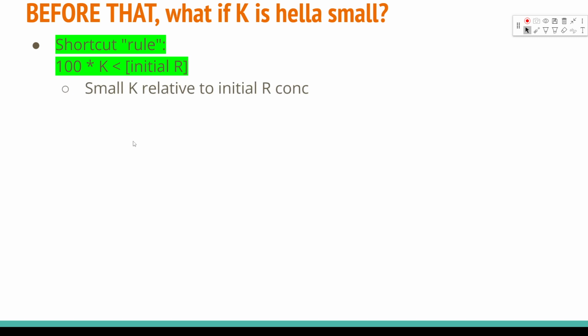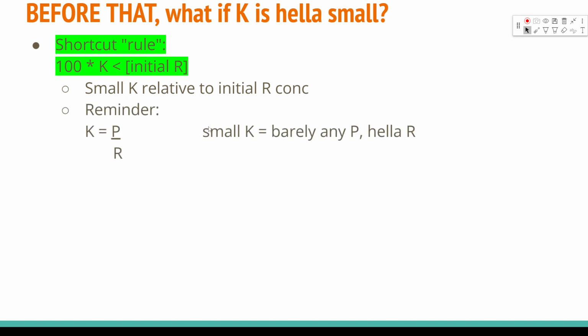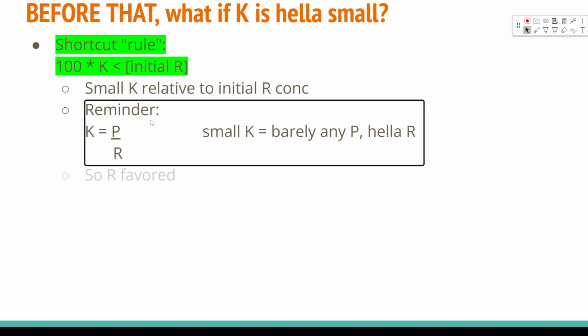So if K is very small compared to the initial reactants, then I can think about where I have a lot of reactant, barely any product, because it's a reminder, the ratio, P divided by R. So if I have a small K, that means I have a lot of reactant, barely any product, okay? And so that means this is very reactant favored.